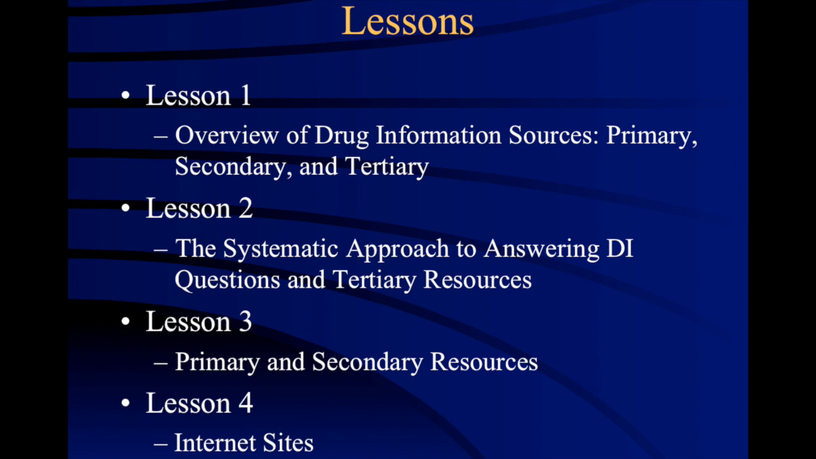The course is divided into 4 lessons. In the first lesson, I will provide an overview of drug information sources, primary, secondary, and tertiary, that are available to you at the University of Colorado Health Science Library. In Lesson 2, I will review the systematic approach to answering drug information questions and the use of tertiary resources.